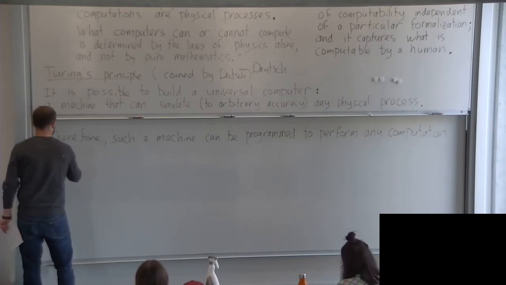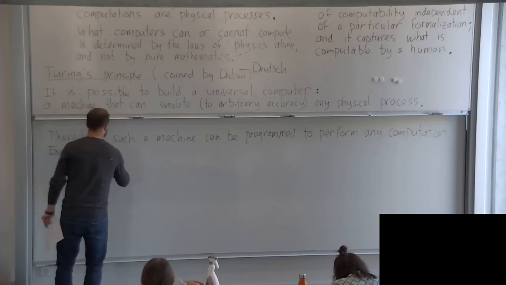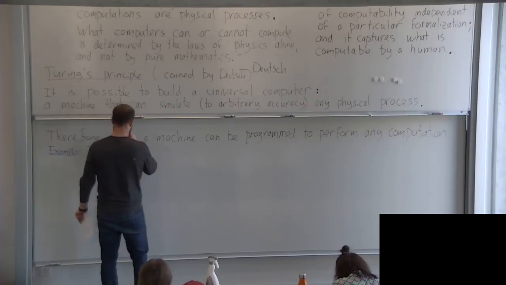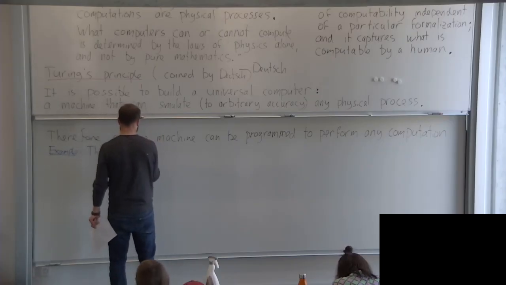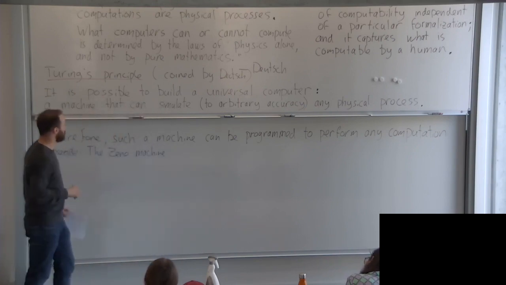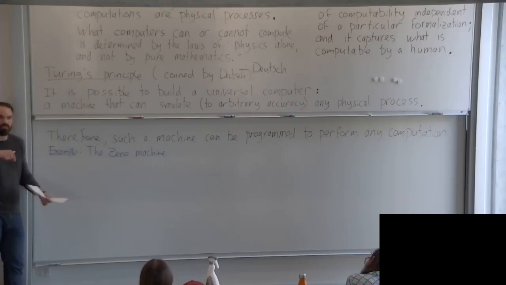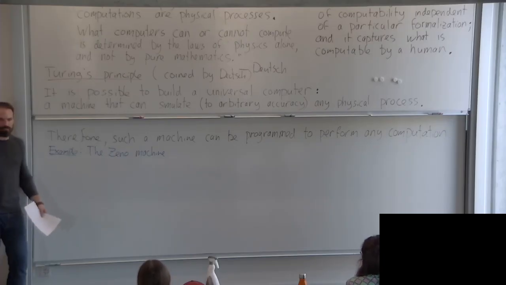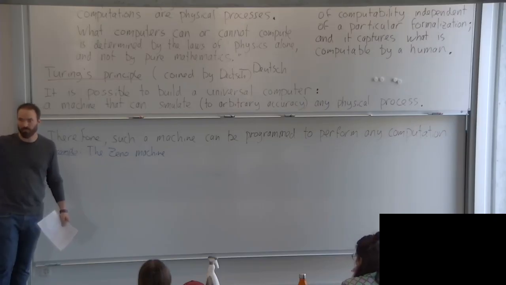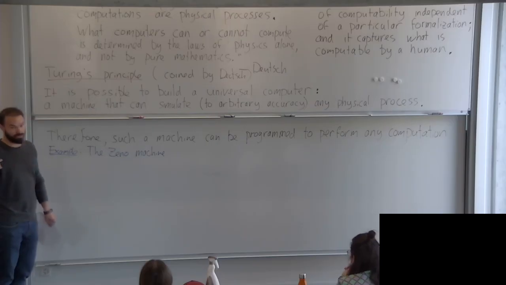So, first example, the Zeno machine, or Zeno Turing machine. I'll just call it the Zeno machine. So think of a regular Turing machine. We have in mind the regular Turing machines. It has a tape. It can scan a symbol. It has a finite control. And I said that there's a background clock. There's one step of computation per unit time. And the Turing machine does one computation per unit time.